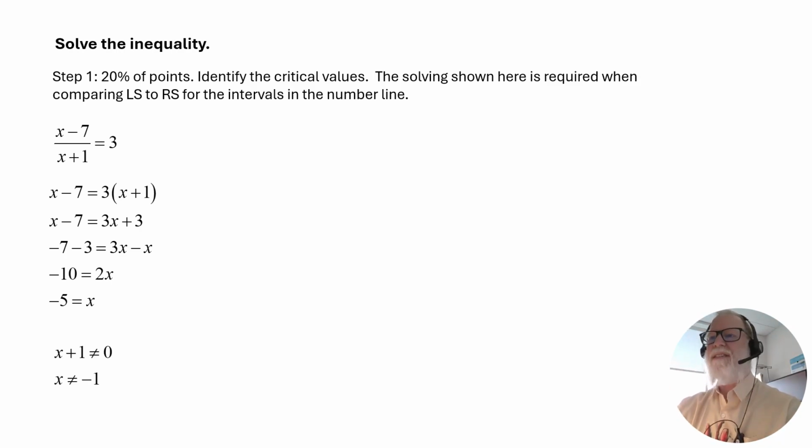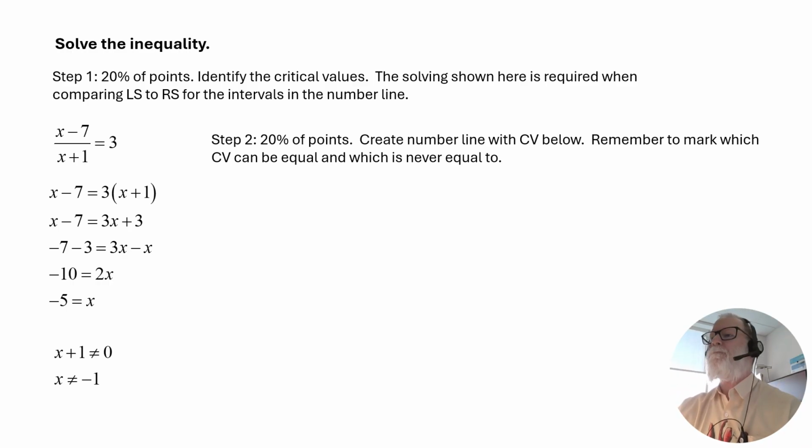So we still have the same 2 critical values. This is when there's always a different way of doing it. That's a good double checking, just FYI. All righty, so number line, but remember we're not doing positive negative. We're going left side compared to the right side.